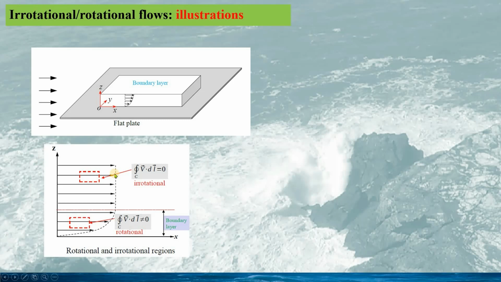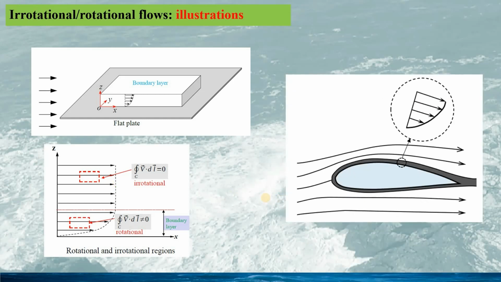While the flow outside the boundary layer, the circulation is 0. Therefore, it is irrotational. The next example is the flow past an airfoil. As recognized by Prandtl in 1904, at large Reynolds number, the flow outside the thin boundary layer can be regarded as irrotational flow or the potential flow. While within the boundary layer, you can see this velocity distribution. The flow is rotational. And within the thin boundary layer, the fluid viscosity effect is important.